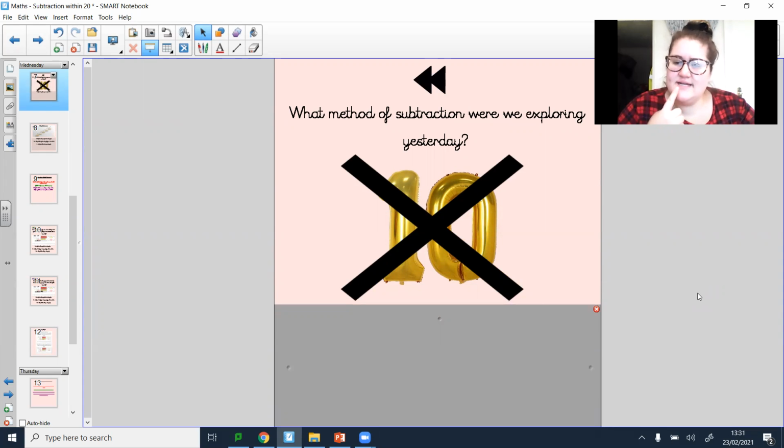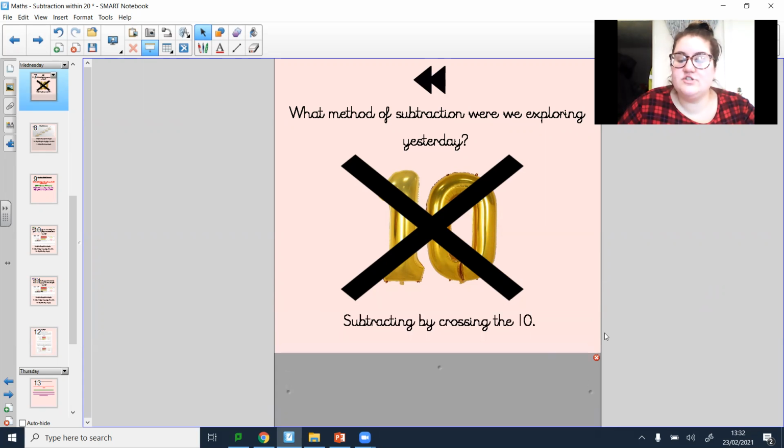Ooh, I can see some balloons in the number 10 and I can see a big cross through them. I wonder what that means. So well done if you said we were subtracting by crossing the 10. We were getting to the number 10 first and then taking away the remaining part.